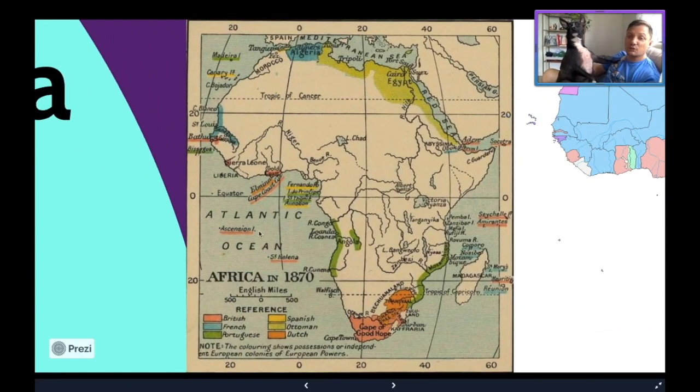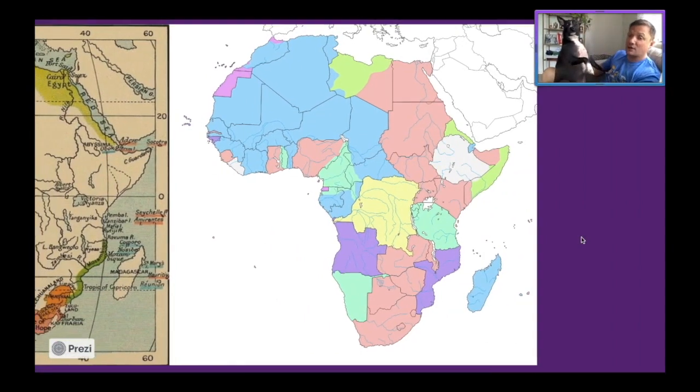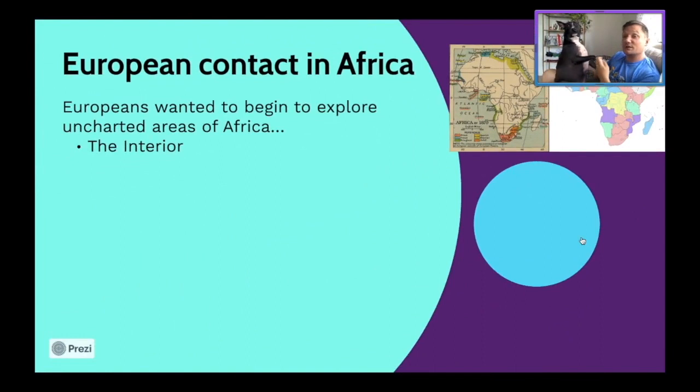This is where European spheres of influence and contact were in Africa. Look at it all being around the coastline. Well, Africa is going to go from looking like that to looking like this, right? Having all of its lands claimed by European powers. The reason is that the Europeans want to explore, not discover, because people already live there, and take over the interior of Africa, right? And they're going to use a lot of disgusting and nefarious tactics to do so, right?